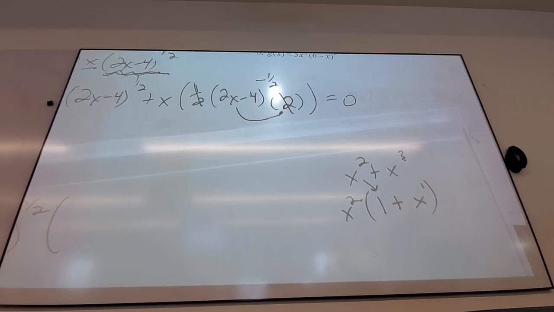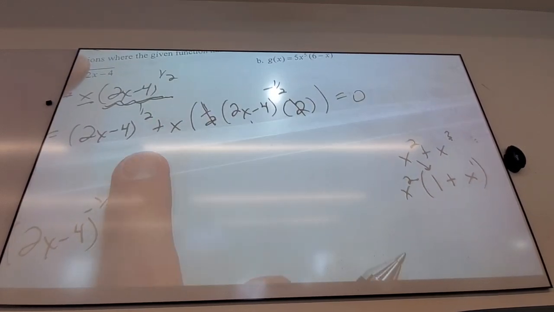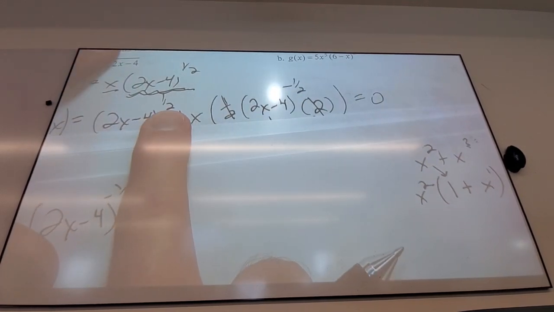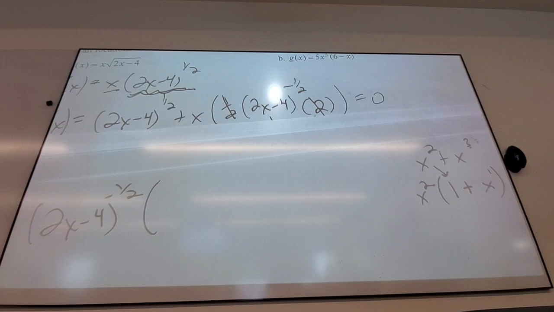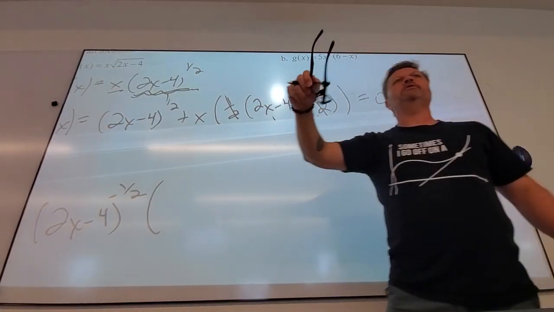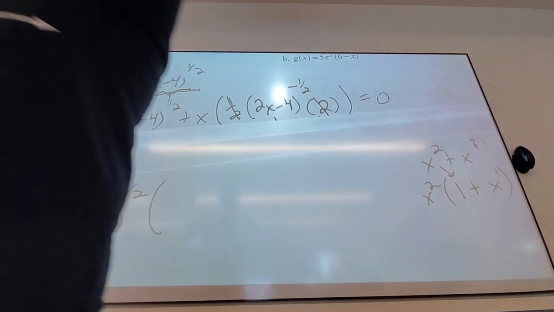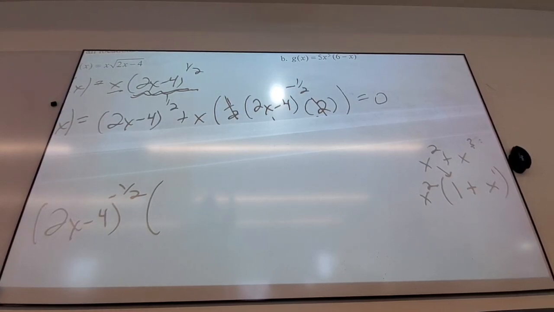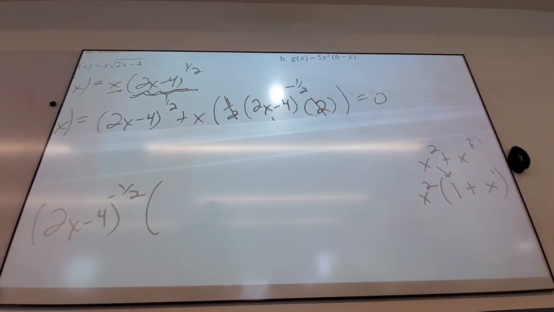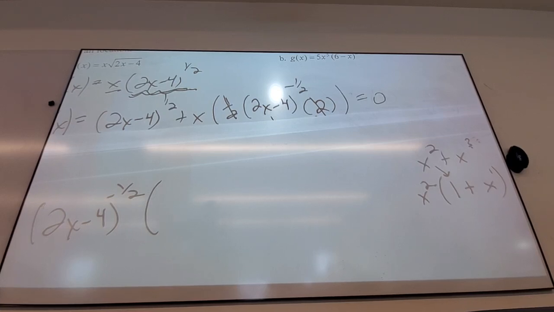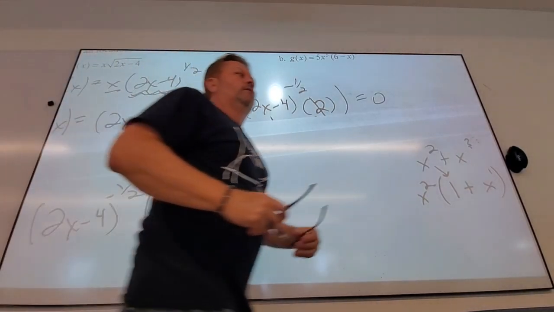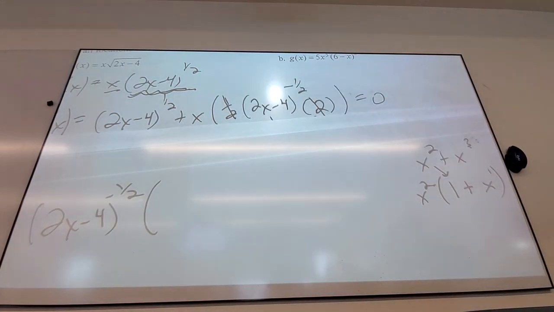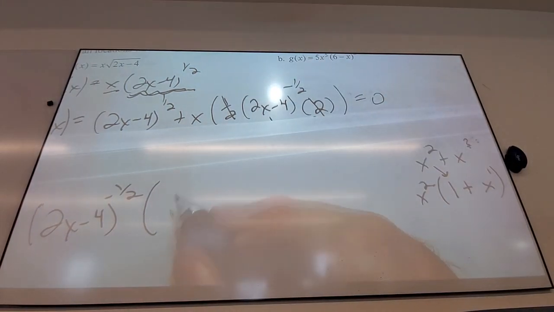I'm overanalyzing this. So this first bit, I had 2x minus 4 to the 1/2, and I took 2x minus 4 to the negative 1/2 out. What do I do with the powers? Subtract, because I'm dividing. Whatever I take out, I'm dividing it out, and when I divide like bases, I subtract the powers. What's 1/2 minus negative 1/2? 1/2 plus 1/2. That's true. So I get a full one of these.